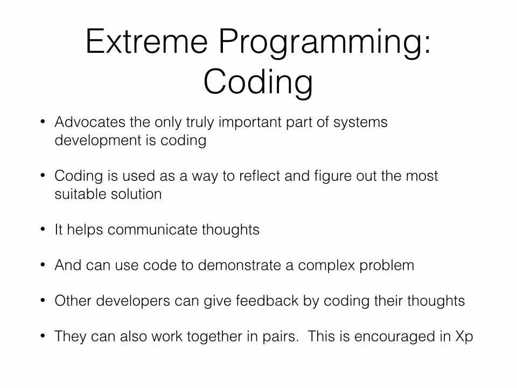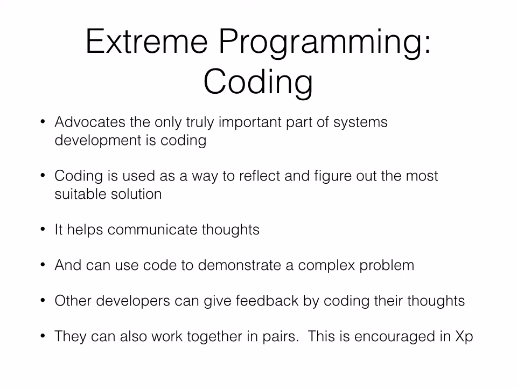So let's talk first about the practice of extreme programming with respect to coding. Extreme programming basically says that the only truly important part of the system's development process is coding. So, coding is used as a way to reflect and to figure out the most suitable solution. The process of coding helps communicate thoughts. You kind of put your thoughts down on paper, per se, and use what's there as a process of reflection to make things better. You can use code to demonstrate a complex problem, to let people know what you're thinking. And then other developers can give feedback by coding their thoughts.